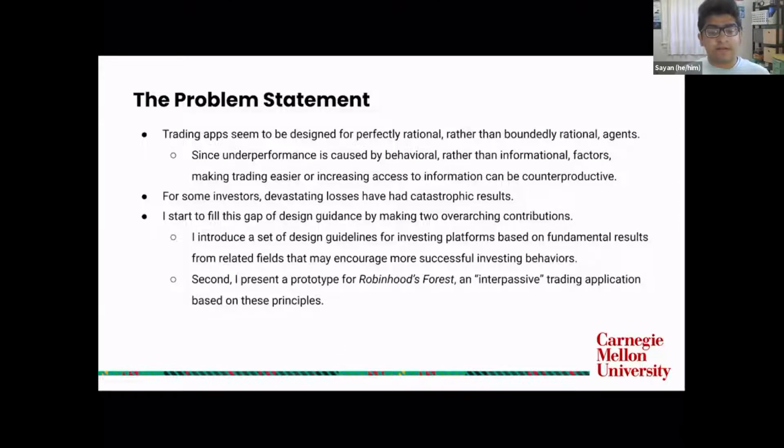So in my research, I start to fill in this gap in design guidance in two ways. First, I introduce a set of guidelines for investing platforms based on fundamental results from related fields that can be used to encourage successful investing behaviors. This happened in the form of the first paper we wrote earlier this year that was accepted at ACM's Designing Interactive Systems Conference. And secondly, I present a prototype for Robinhood's Forest, an interpassive trading application based on these principles. This paper has been submitted to the ACM Symposium on User Interface Software and Technology, and Chinmay was a co-author on both of these papers.